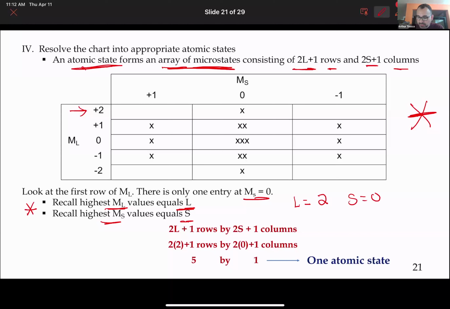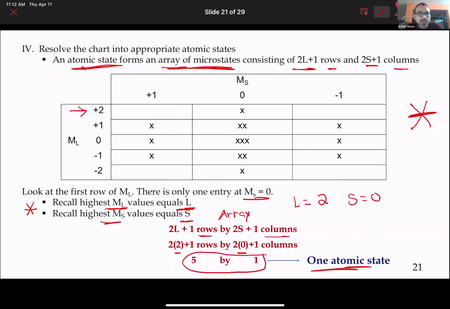So when we're putting this array of rows by columns, remember, 2L plus 1 rows, so we plug in for L, and then 2S plus 1 columns, we plug in for S. When we do that, we're going to get an array that's 5 by 1. That array is for one atomic state.